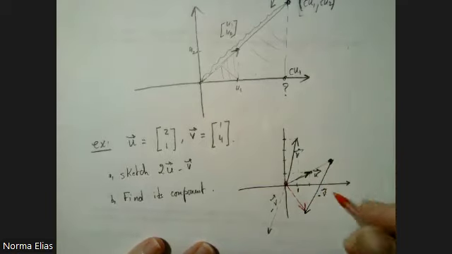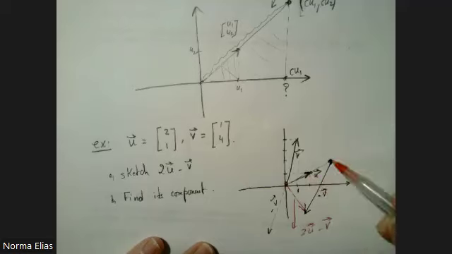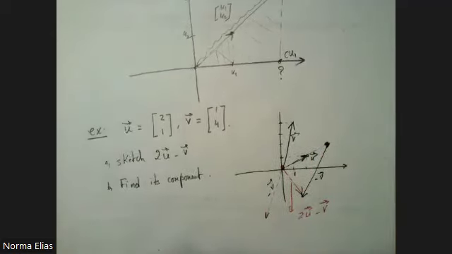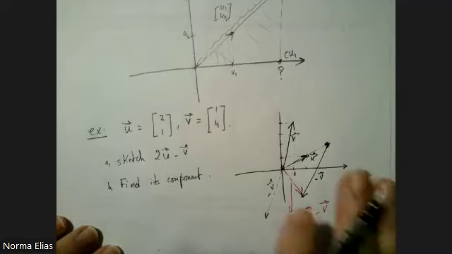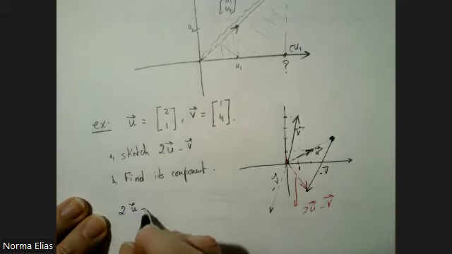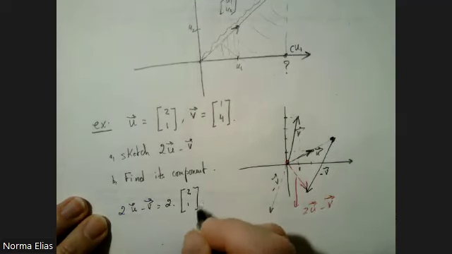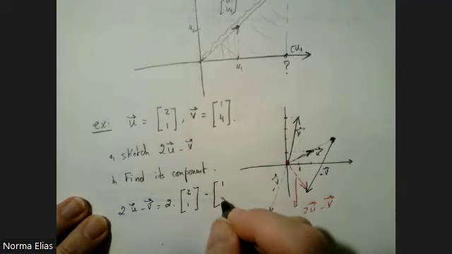So this is the vector right here. This is 2u minus v. So 2u, and then I go minus v. Now we have to find its components, and it should match the picture, that's for sure. So 2u minus v is 2 times (2, 1) minus v.